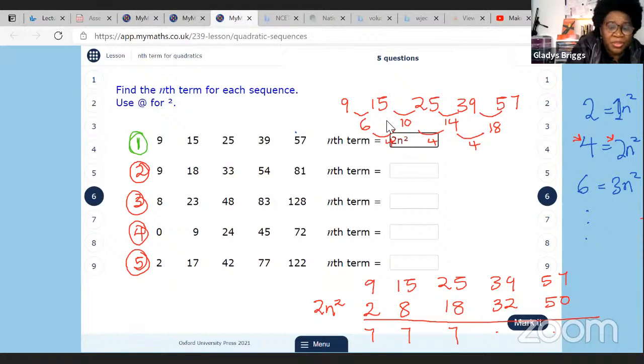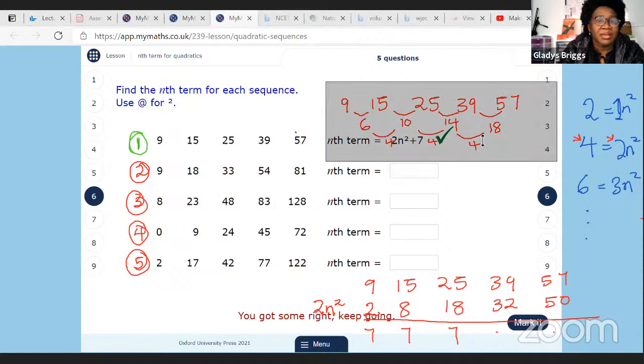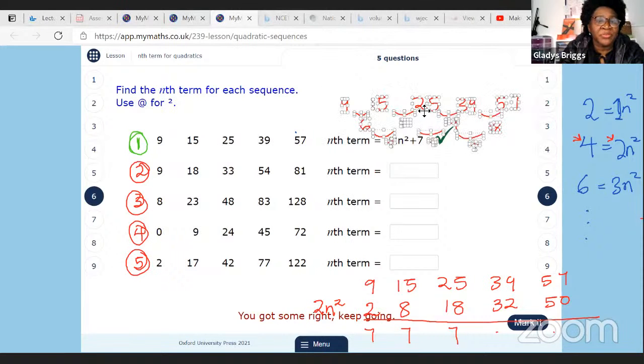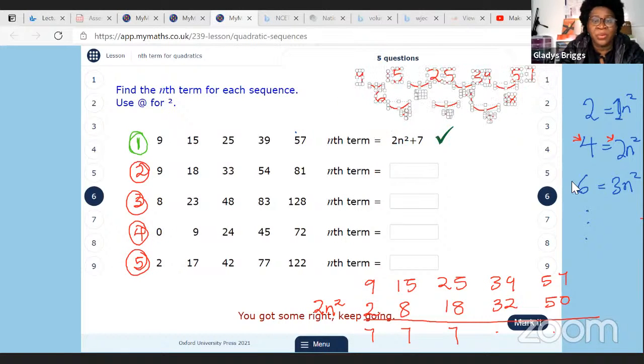2n squared plus 7. Yep. So that's the answer for that one. Now you've got my example on the board, you can make sure that you can do question 2. Try out question 2 if you haven't done it already. If you've done it, just keep on going for the other ones.